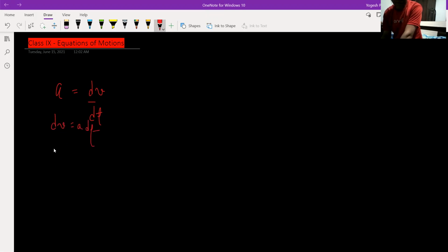From here you can integrate this term to be integration dv is equal to integration a dt, or you can put the limits also: integration u to v dv is equal to integration 0 to t a dt. Because here in dt, t is the variable, so we need to put the limit for t, that is from 0 to t, and here velocity is the variable, so we are considering that the velocity is changing from u to v.